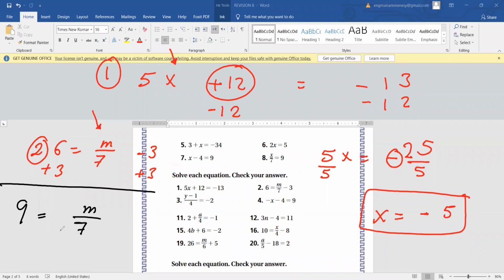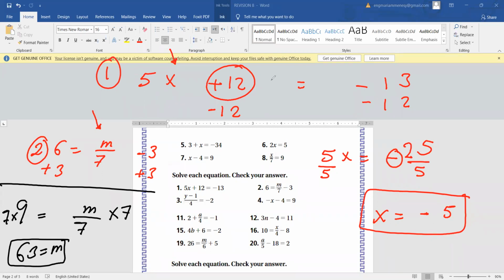How can I solve it? m over 7 equals 9. How can I solve it? Multiply by 7. If I have division, multiply on both sides. Then m equals 63. Okay, my dear.